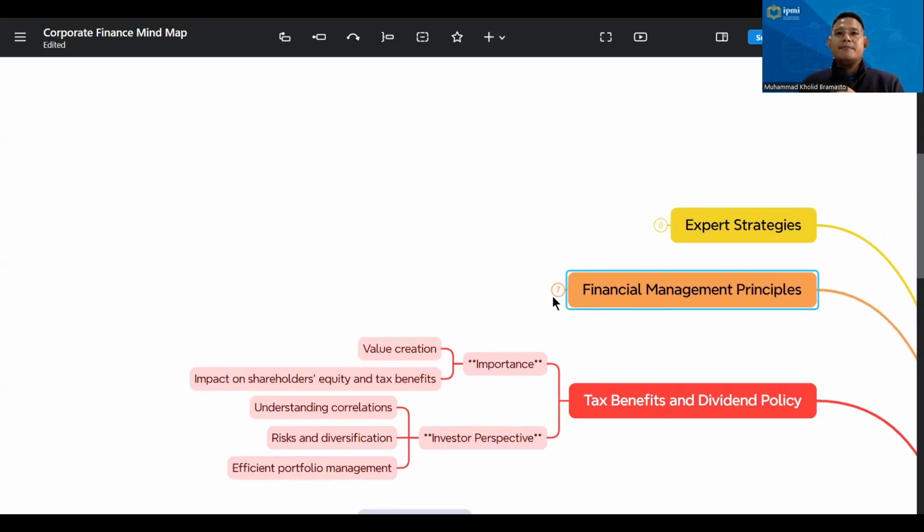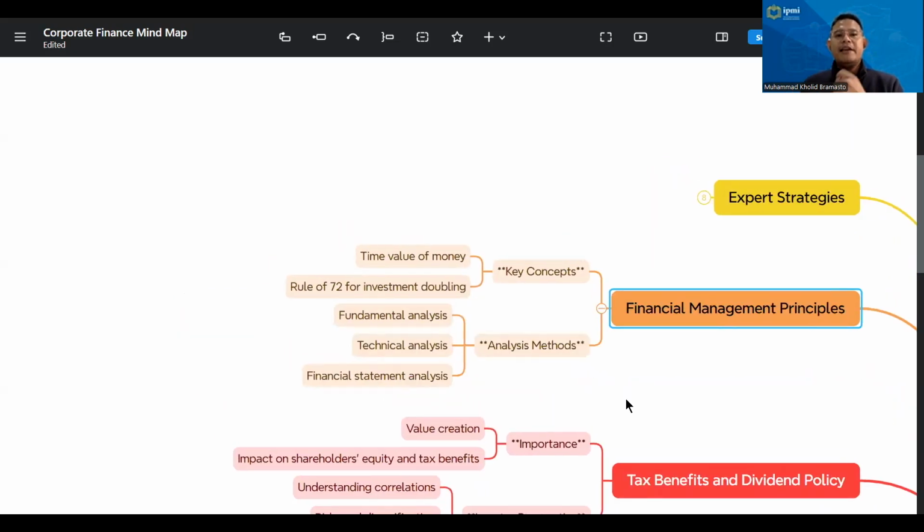In financial management, key principles include the time value of money and the rule of 72 for doubling an investment. In time value of money, this fundamental concept highlights that money available today is worth more than the same amount in the future due to its potential earning capacity. This principle underlies investment decisions, emphasizing the importance of calculating present and future value for accurate financial planning.